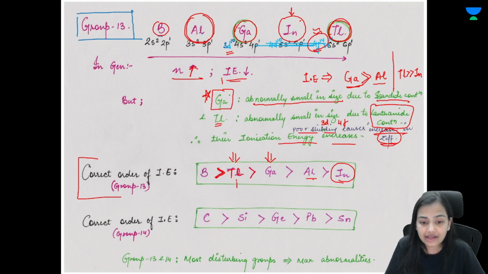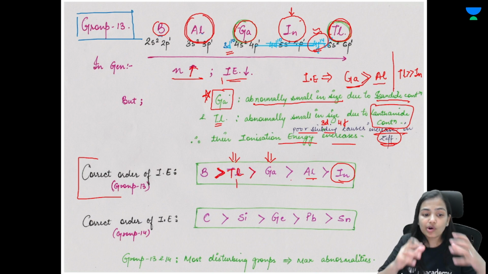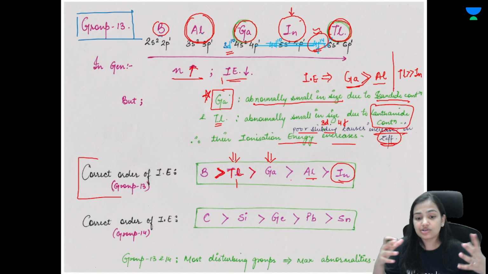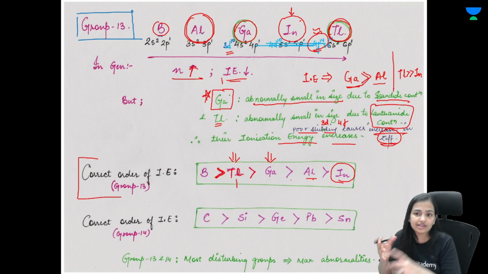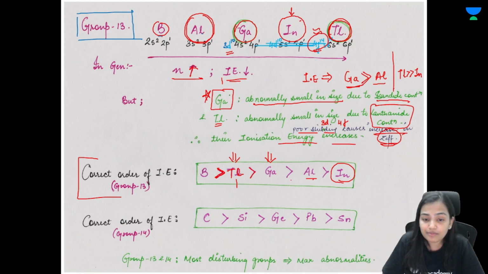Then here comes thallium. So this order you need to remember. Basically you need to know two things: gallium and thallium, because of the d-block and the lanthanide contraction, are smaller, and therefore they have abnormally high ionization energies.